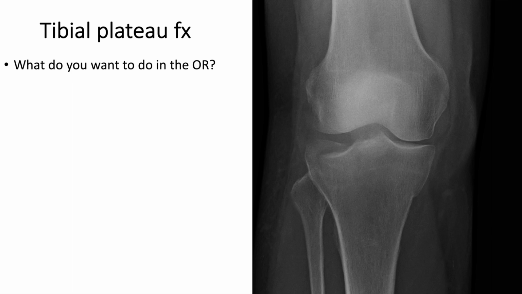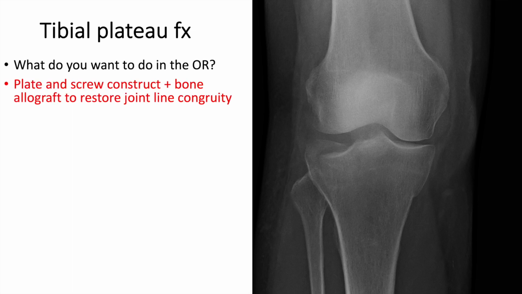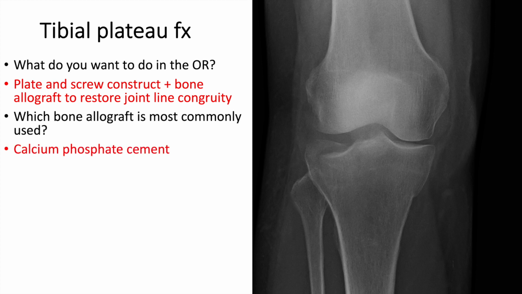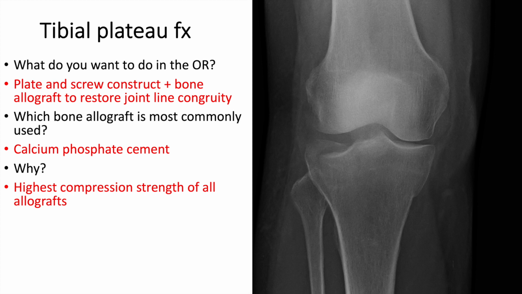All right, you're going to do plate and screws, right? And you have to restore the joint line. So you're going to use bone allograft. All right, so which bone allograft do you want to use? You're going to use calcium phosphate cement, all right? And so why do you want to use calcium phosphate cement specifically? All right, that's because it's got the highest compression strength of all the allografts. All right, think of the tibia, it's a weight-bearing bone, so definitely want compression.